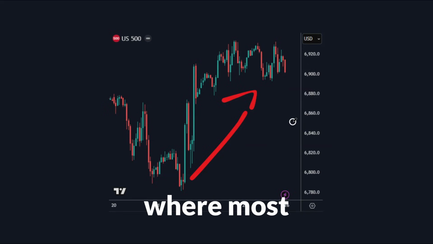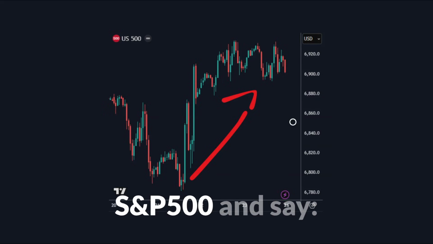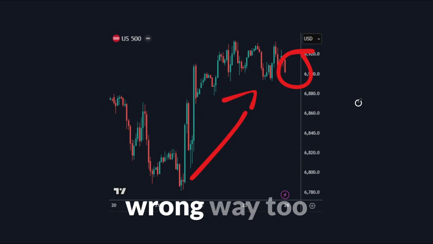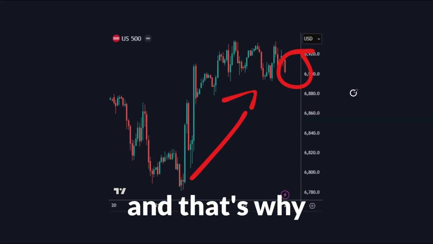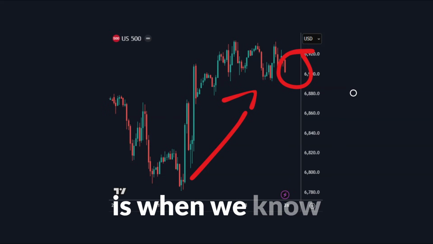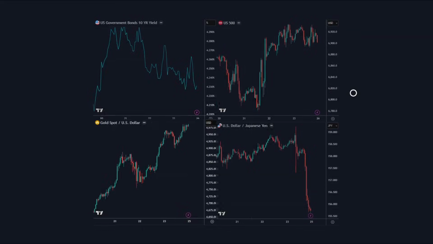But this is where most people would stop, okay? They understand risk on, risk off, equities up, equities down. But there's a caveat. You cannot just look at the S&P 500 and say, okay, stocks are up, so it's risk on. I see traders getting this wrong way too many times. And that's why I'm teaching you about this dashboard, because the complete picture is when we know what all these four are doing. Now, let me show you gold.